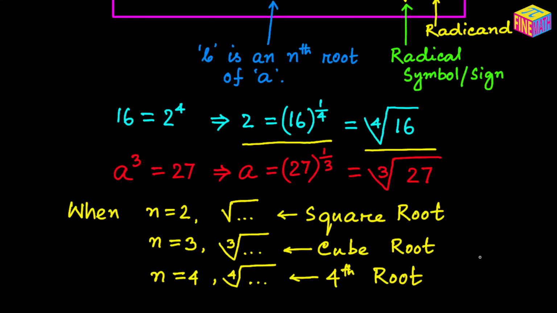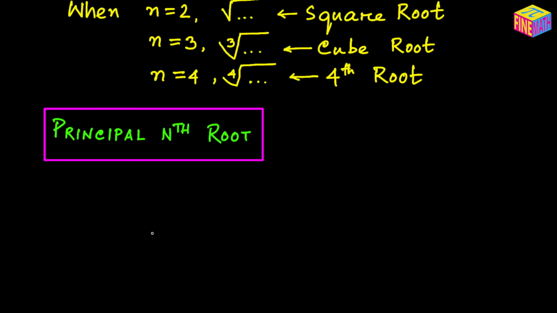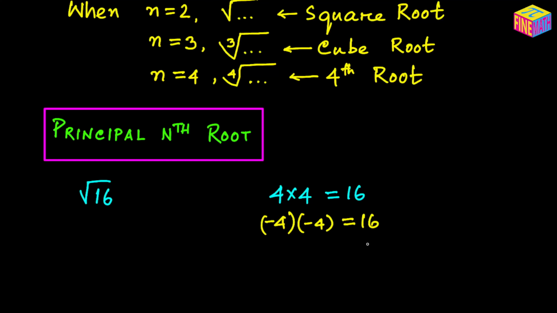Now we are going to talk about the principal nth root, so let's understand what that is. First, let's take an example. Suppose we have the square root of 16. What would be the value of this? Well, 4 times 4, or 4 squared, gives us 16. And also negative 4 times negative 4 gives us 16. So if we take the square root of 16, should the value be positive 4 or negative 4? That's a very valid question. And when a number is written like this, you can safely assume that there is a positive sign outside.